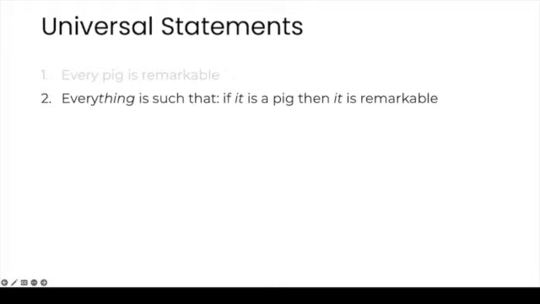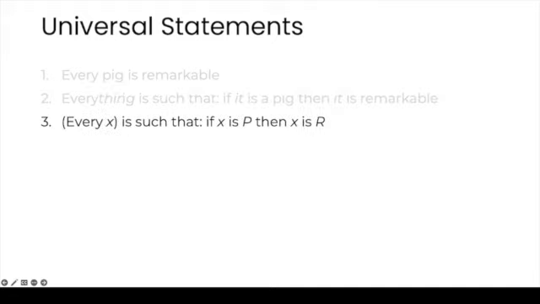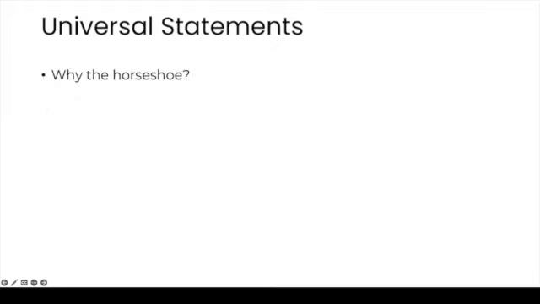Every pig is remarkable. The next step is to paraphrase. Everything is such that if it is a pig, then it is remarkable. Then every x is such that if x is P, then x is R. Then the last step, for every x, if x is P, then x is R. And we can answer the same question here. So why the horseshoe and why not other connectives?